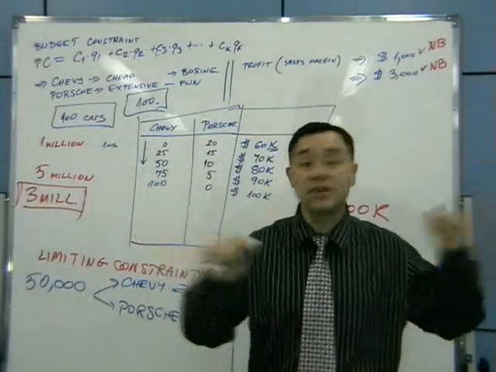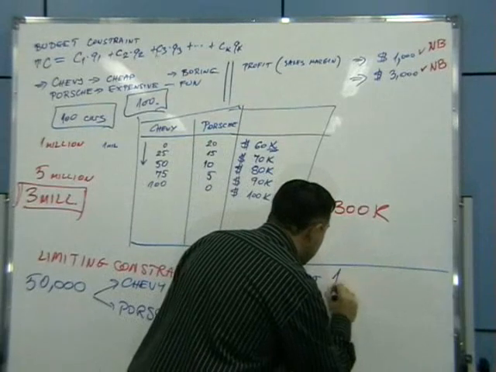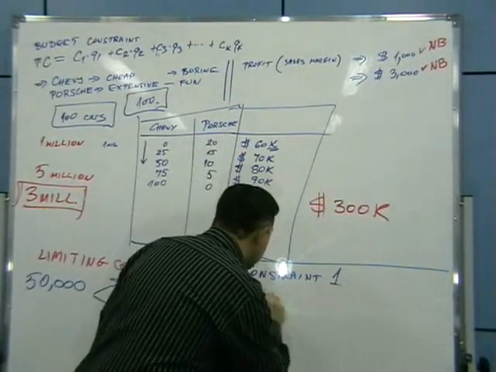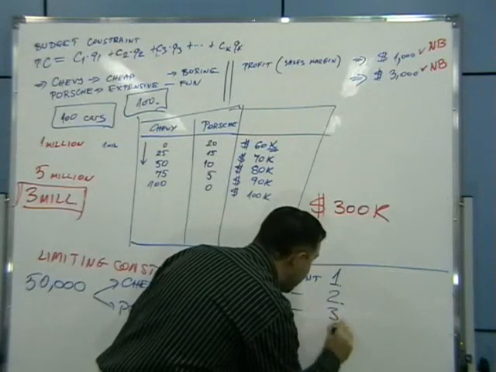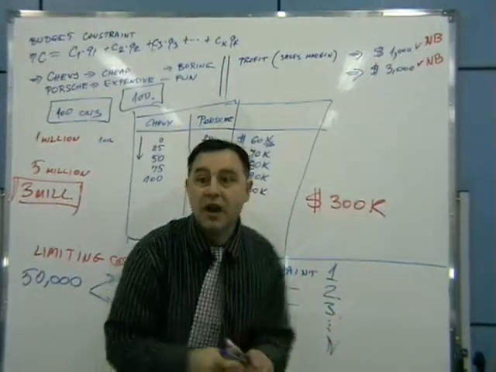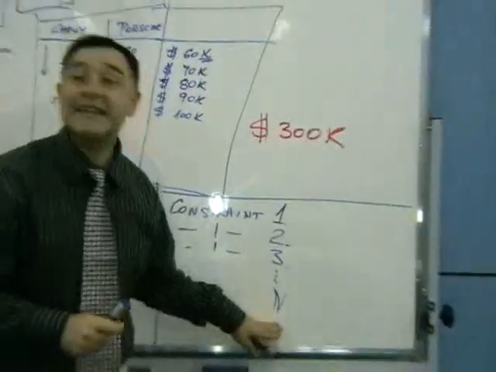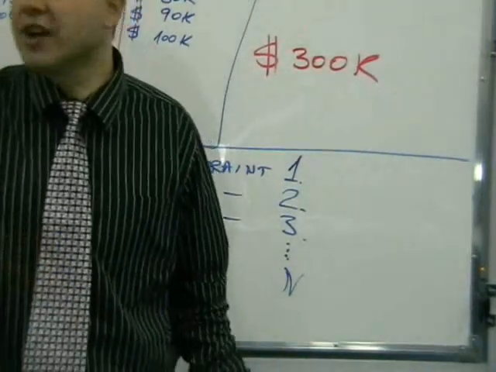Alright? Is it clear? So, you may have in the business constraint number 1. Possibly you may have a second constraint. And possibly you may have a third constraint. And potentially you can have a full set of M constraints. That's perfectly realistic.